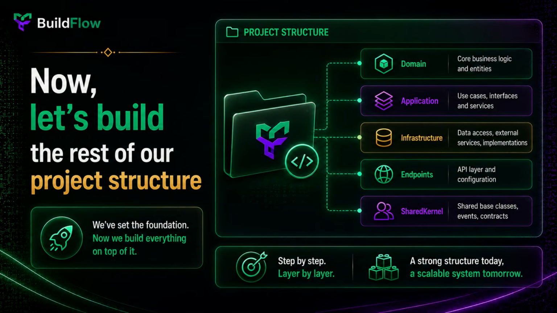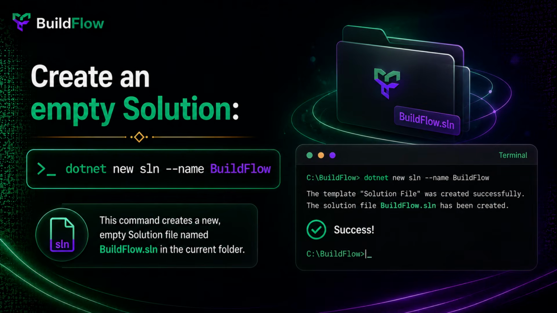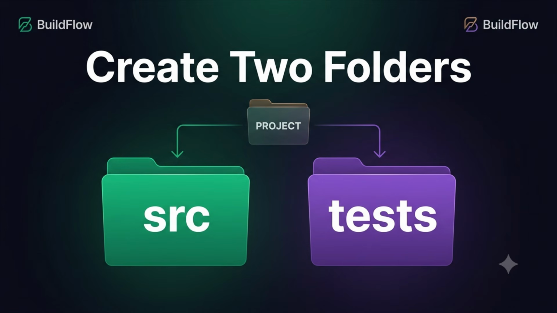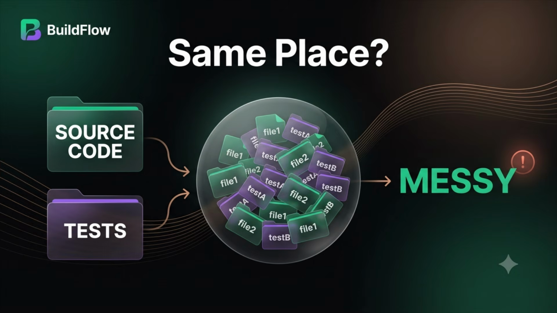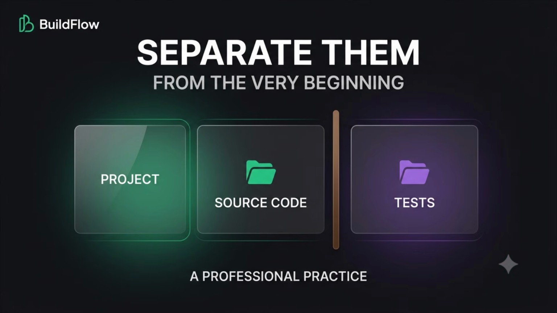Now, let's build the rest of our project structure. Create an empty solution. dotnet new sln --name BuildFlow. Next, create two folders, src and tests. Run mkdir src, mkdir tests. Imagine mixing your source code and your tests in the same place. It quickly becomes messy. Separate them from the very beginning. That is a professional practice.